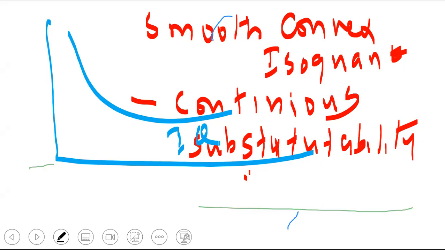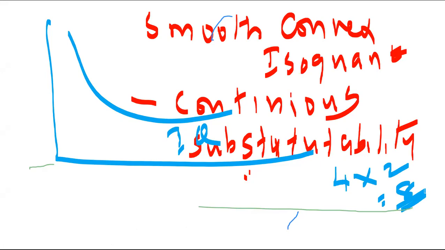So children, there are four types of isoquant. Each will carry two marks. So total marks are 8. Is it clear? Write in the chat whether the types of isoquant are clear or not. Nice, nice children. I am so happy. Very nice of you.